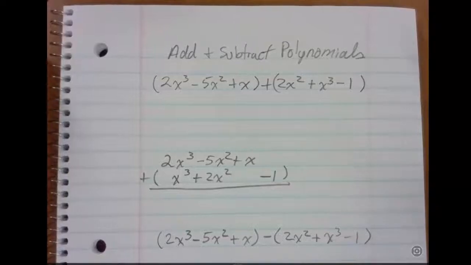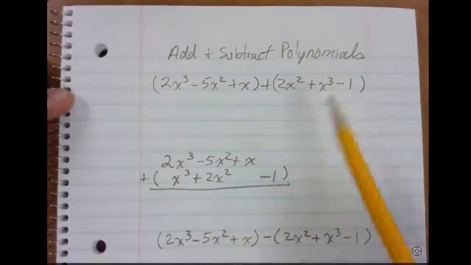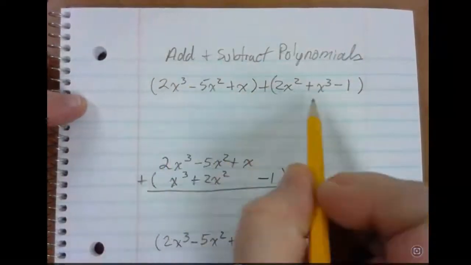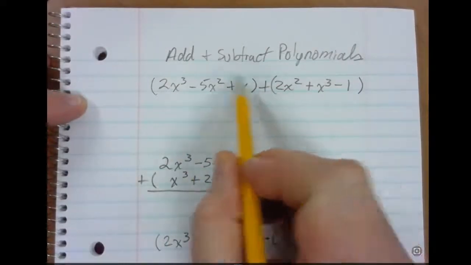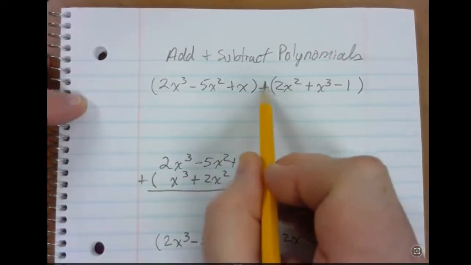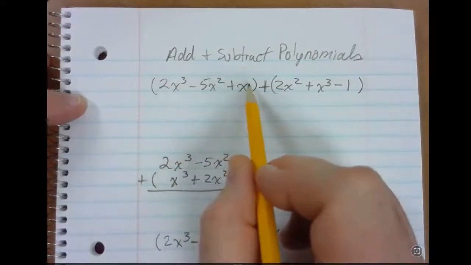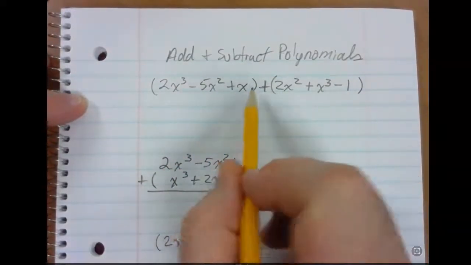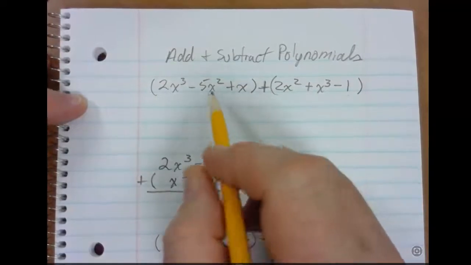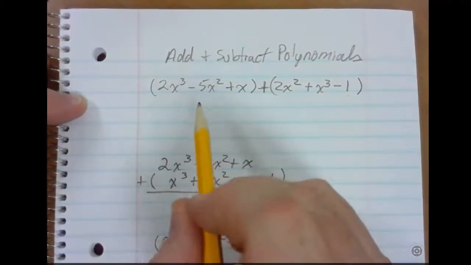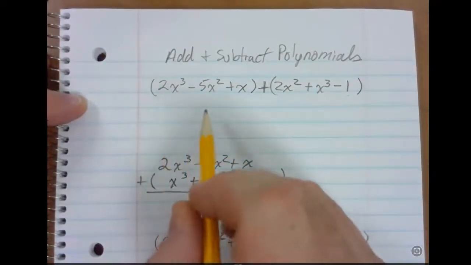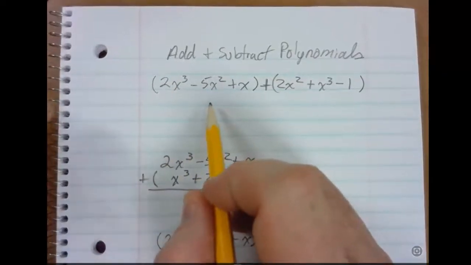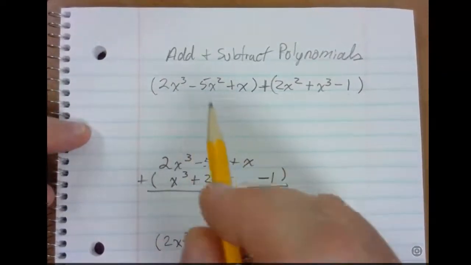Hello again. For this video we're going to discuss how to add and subtract polynomials. So right here I have two polynomials, both inside of parentheses connected with an addition. So I'm taking this polynomial and adding this polynomial to it. One of the key things about adding and subtracting polynomials is you can only add and subtract like terms, and what I mean by that is they have to have the same variable with the same exponent on them.